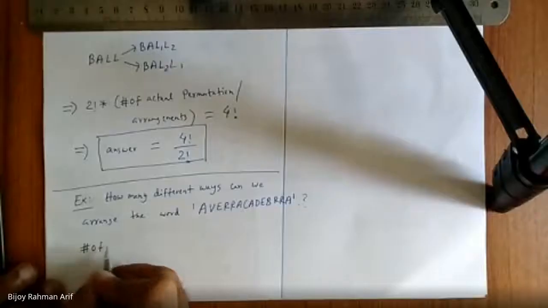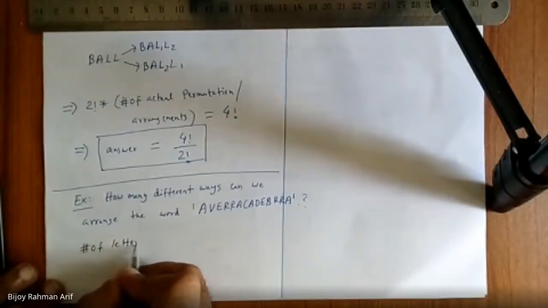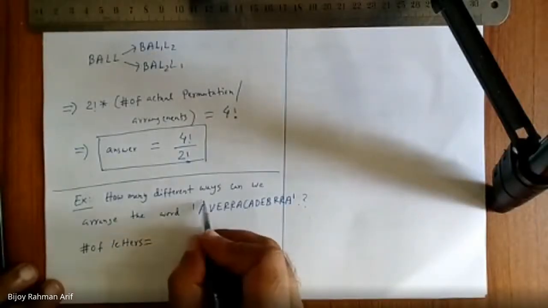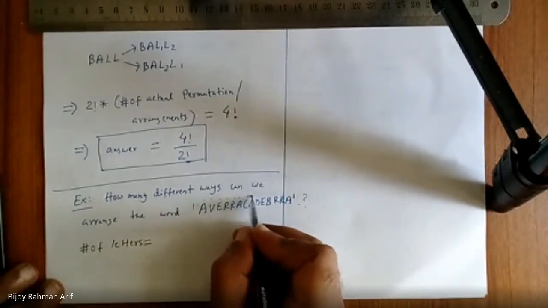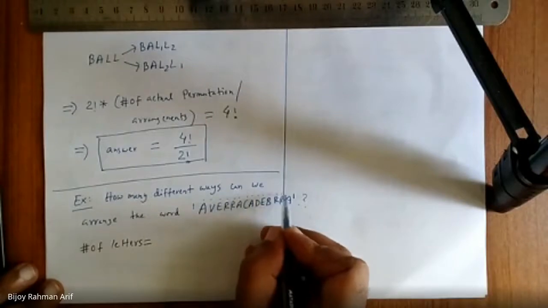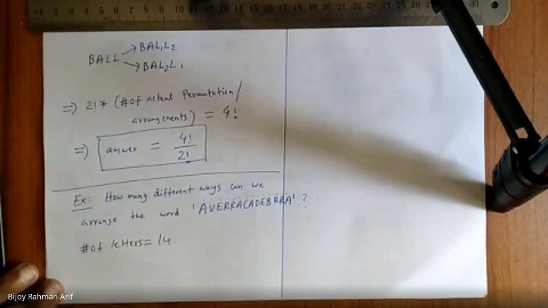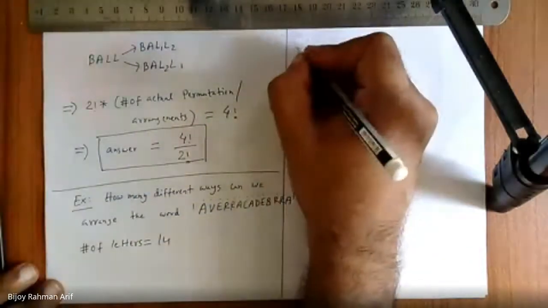We will find the total number of letters and how many of each individual letter there are. Number of letters. How many letters are there? 1, 2, 3, 4, 5, 6, 7, 8, 9, 10, 11, 12, 13, 14. 14. How many A's are there?